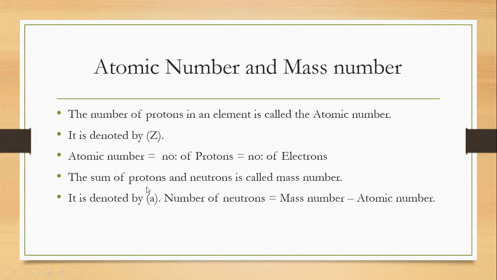And the sum of protons and neutrons is called the mass number. It is denoted by A. So you can find out the number of neutrons by mass number minus atomic number. So this equation we should remember, as they might ask in the exam to find the number of neutrons with mass number and atomic number given.